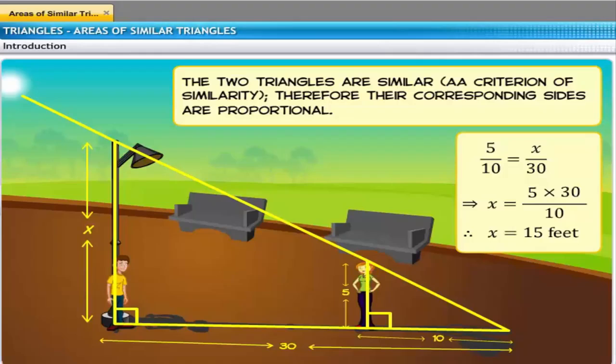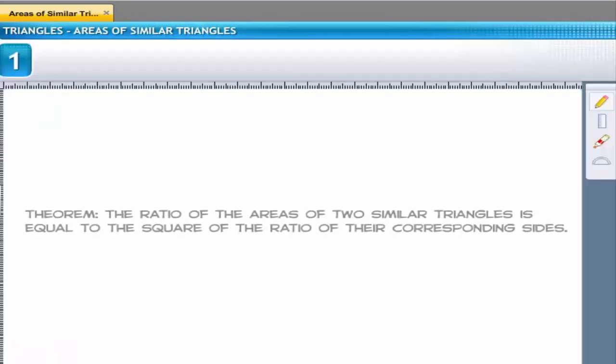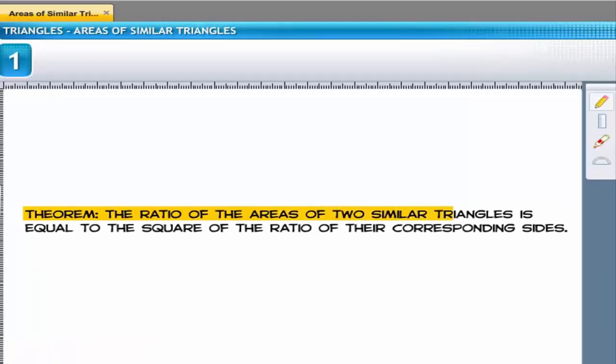But what about their areas? Will the areas be equal, or will they be proportional? To answer these questions, let's discuss the first theorem. The first theorem states that the ratio of the areas of two similar triangles is equal to the square of the ratio of their corresponding sides.